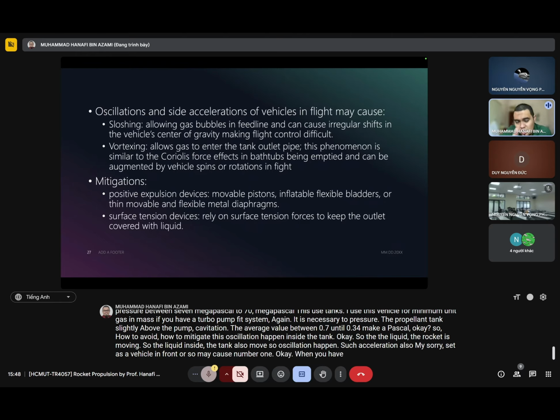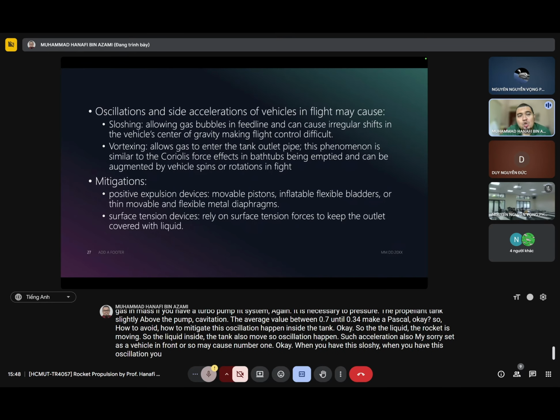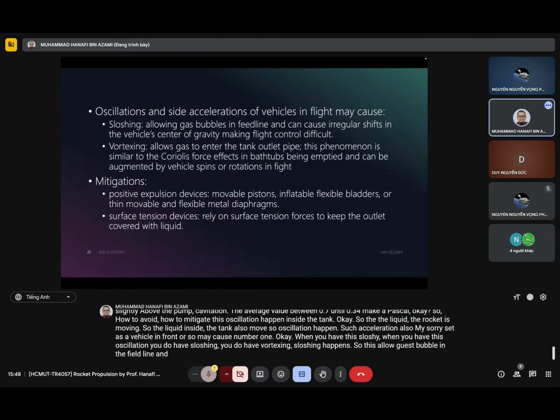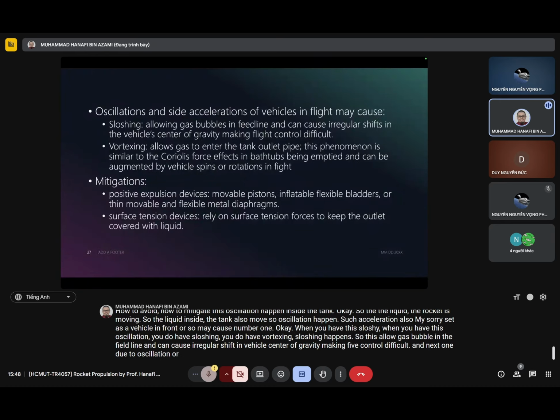Number one, when you have this sloshing, this oscillation, you do have vortexing. Sloshing allows gas bubbles in the feed line and can cause irregular shifts in the vehicle center of gravity, making flight control difficult.